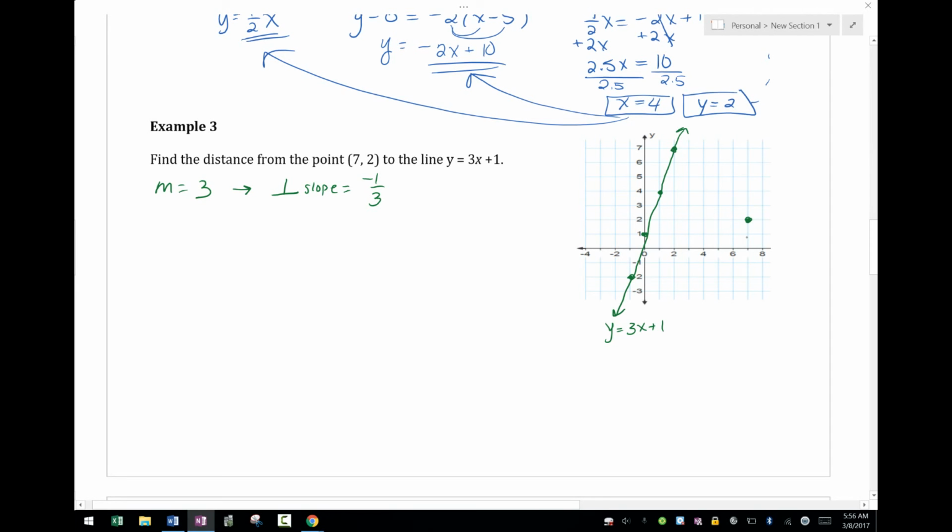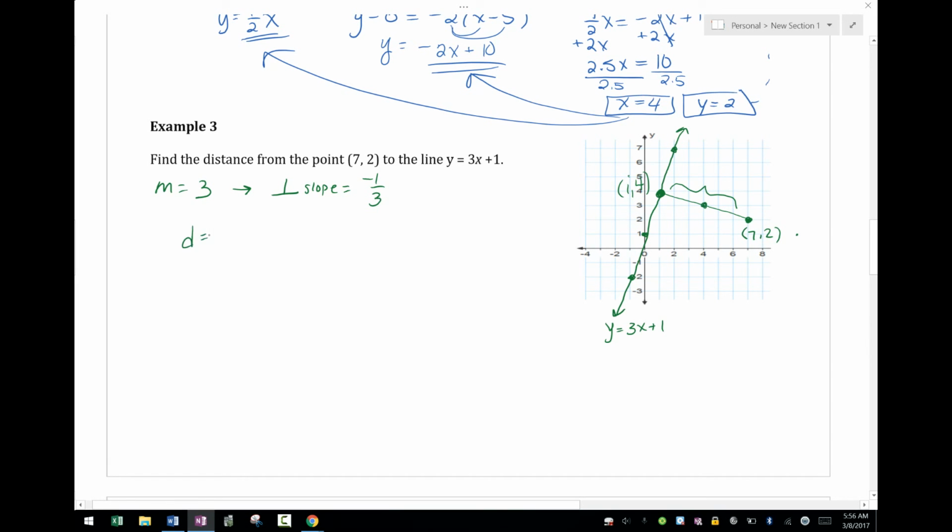So I should go down 1, right 3, or up 1, left 3, up 1, left 3, up 1, left 3. Okay, so I ended up hitting this point. So that's my perpendicular distance that I want to find. The point in question was the point 7, 2. I bonked into the point 1, 4.